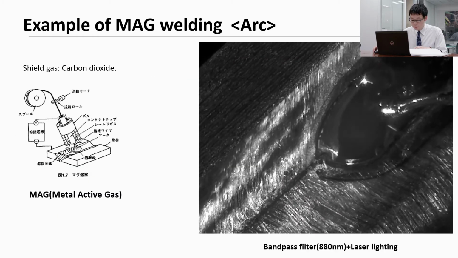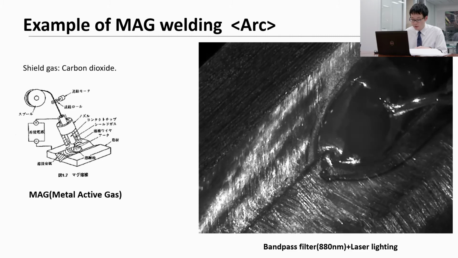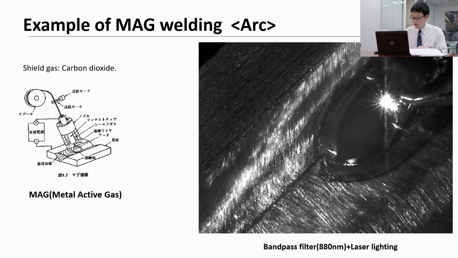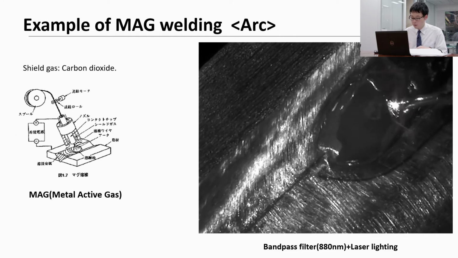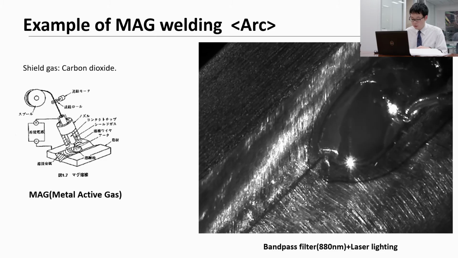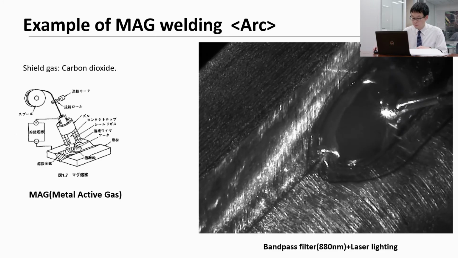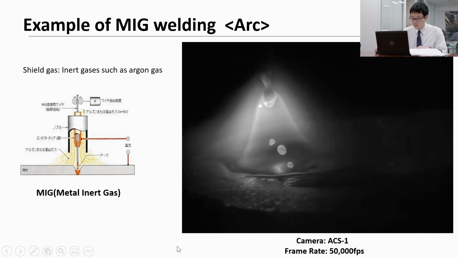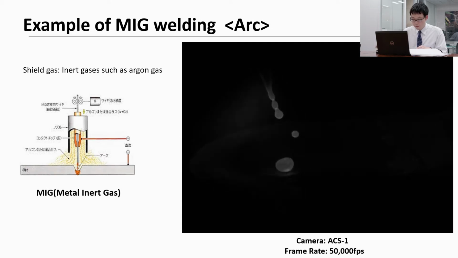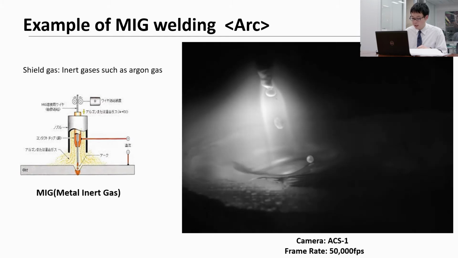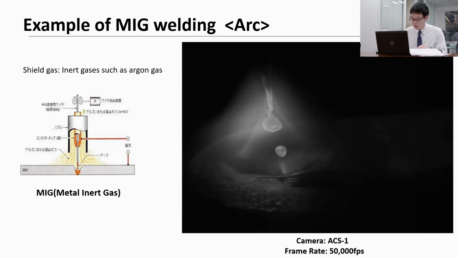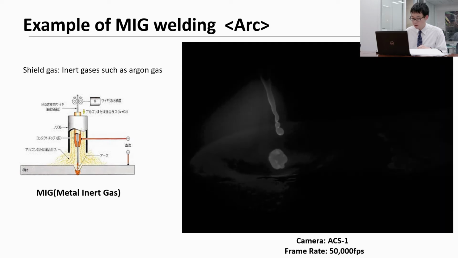About MAG welding. MAG means metal active gas. MAG welding has the advantage that it can weld at greater depths. In addition, MAG welding is usually used for robotic welding. About MIG welding. MIG means metal inert gas. MIG welding has the advantage of being easy to weld in tight spots.